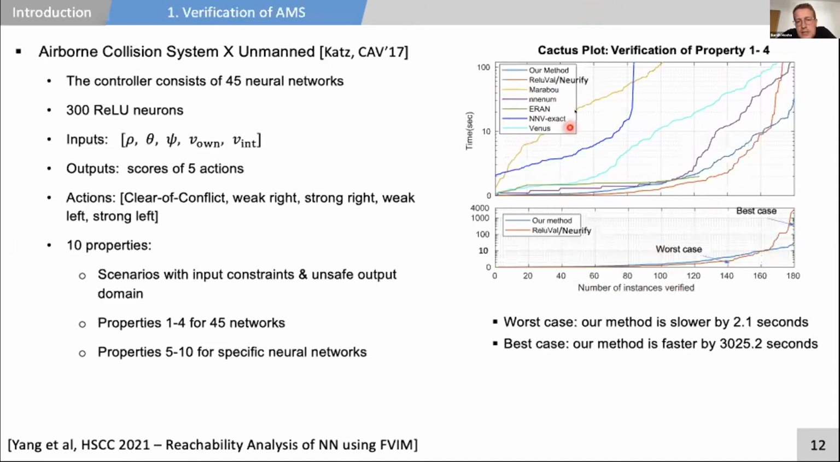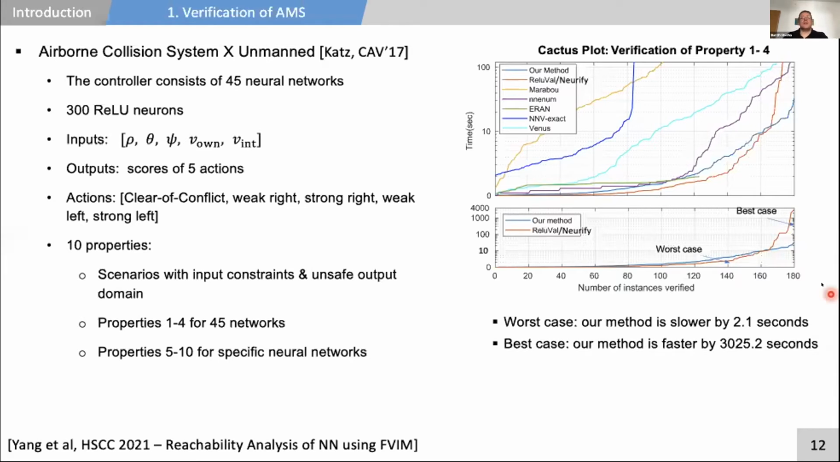And you can see we did this analysis with all these different tools. Actually, Xiaodong did. And we can see that our tool is this blue line here, and it performs generally very well. The closest comparison is, I think, with Marabou and Neurify. In the worst case, we are slower by 2.1 seconds, and in the best case, there's a big difference between the two approaches. So for the systems that we have tested, this seems to work very well.